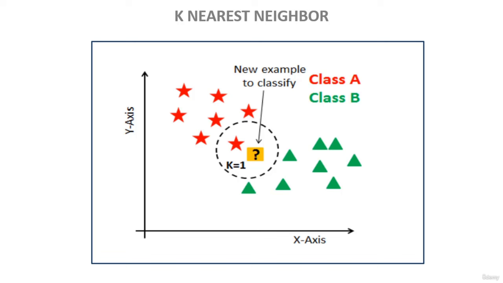K-nearest neighbor, or KNN algorithm, is quite robust to noisy training data, is simple to implement, and can also handle multi-class data easily. But the associated computation cost can be high because it is calculating the distance between the data points for all the training samples that you are going to feed it.